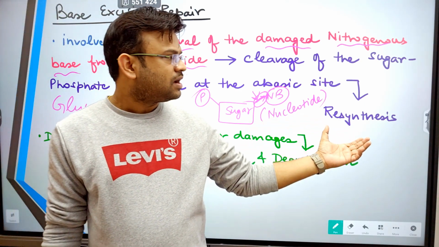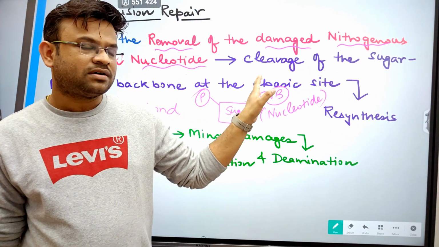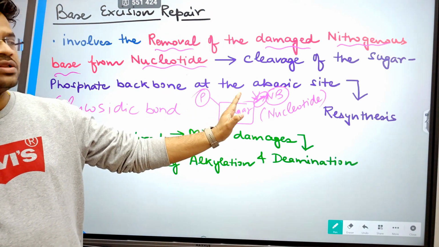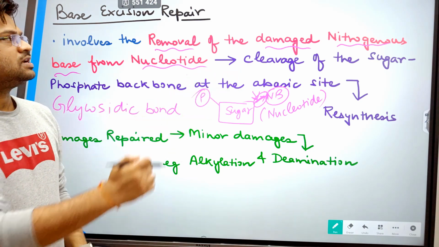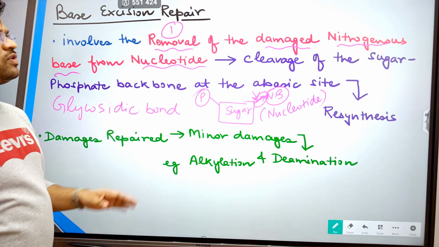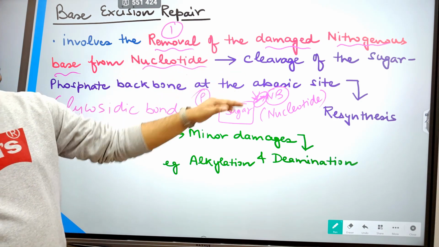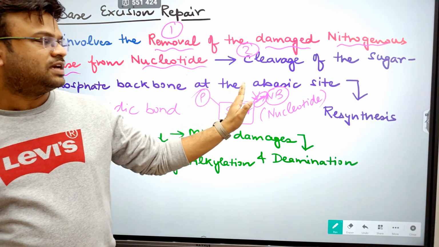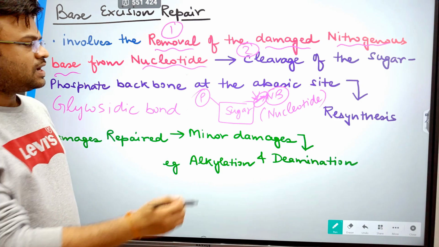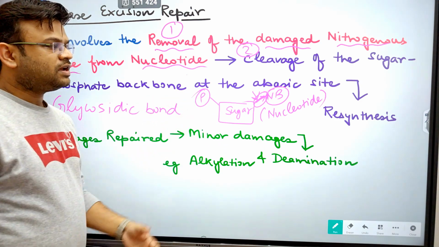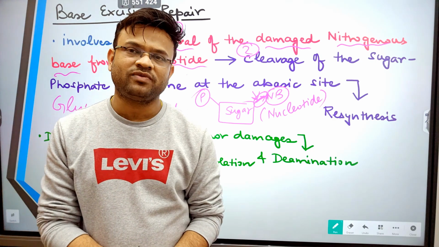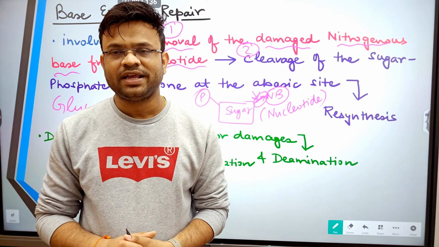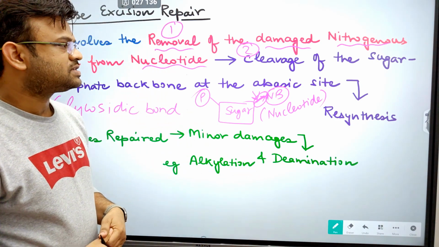And then finally, after the abasic site has been created, the phosphodiester bond is also cleaved. So this is the second process. The first one is the removal of the damaged nitrogenous base, and the second one is cleavage of the sugar phosphate backbone at the abasic site. So this would be the abasic site, and the sugar phosphate backbone over here will also be cleaved. I'll be showing it to you with the help of a proper diagram, and you will have a better idea about this in the subsequent slides.